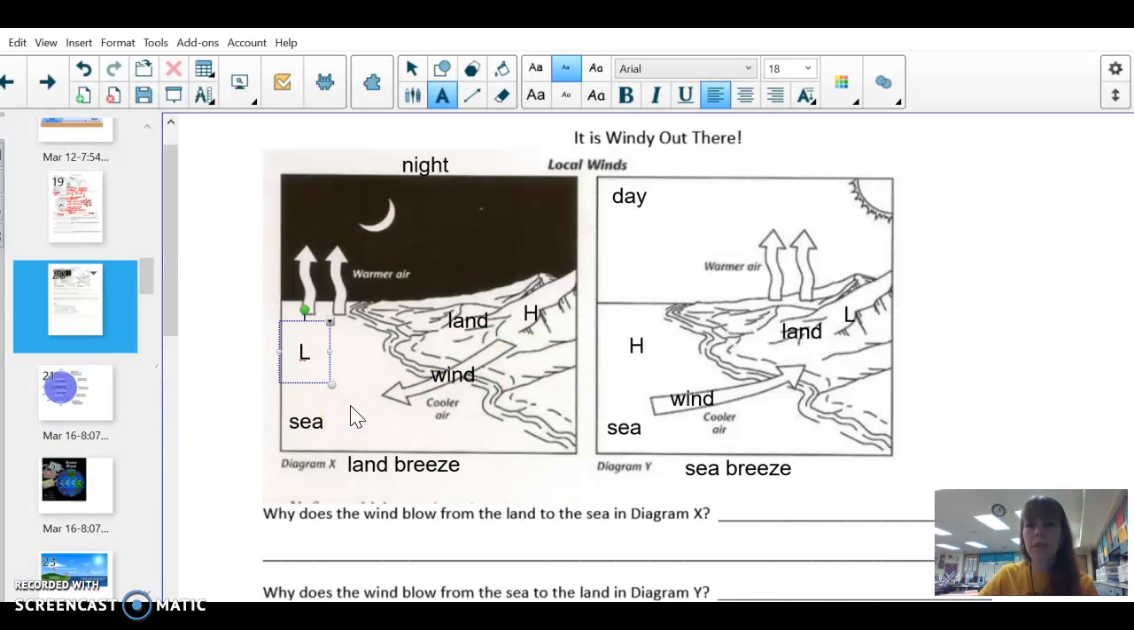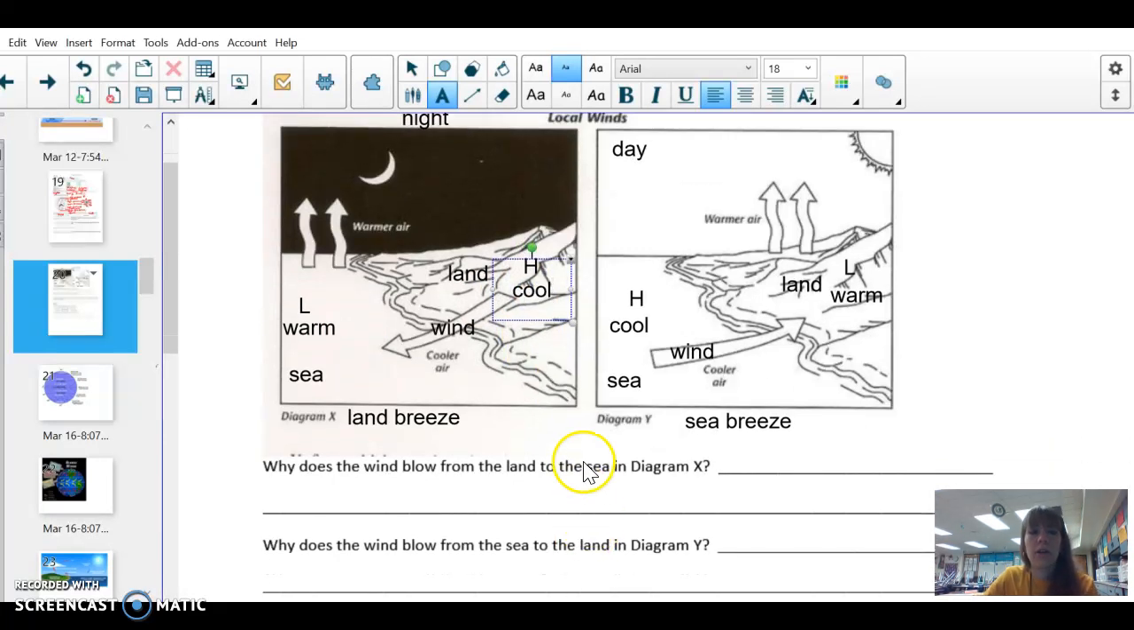Now pause the video and write where you think the temperature, high temperature, cool, and warm are. Okay? Press play when you're done. If you said high pressure goes with cool, you are correct. Low pressure goes with warm from the other side here. Now this one would be warm, and this one would be cool. So now let's go ahead and look at our questions.